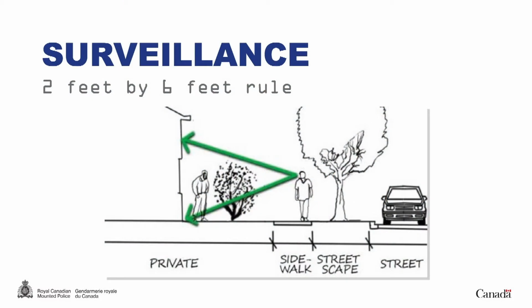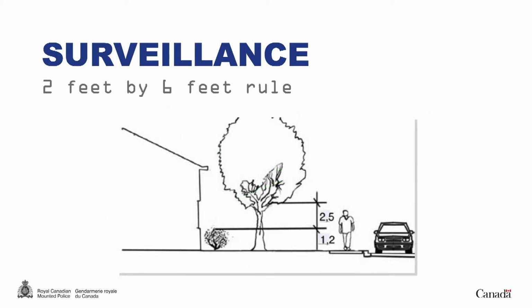For surveillance, we also use the 2 feet by 6 feet rule. And in this demonstration, you can see we do have a criminal that is hiding behind a brush that hasn't been maintained as a person is walking down the sidewalk, rendering that person an easy target. In order to reduce the opportunity for this crime, we would follow the 2 feet by 6 feet rule, which ensures that all brushes are cut down to 2 feet and all tree branches are cut up to 6 feet, which increases your lines of sight.